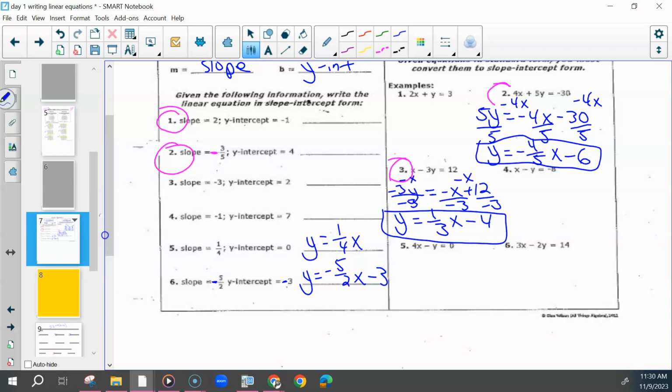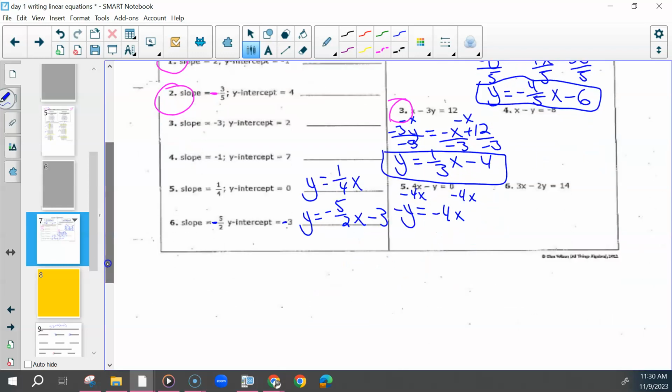Alright, Ellie, you said 5. If we were solving this one, subtract 4x. We have negative y equals negative 4x. You can put the plus 0, you don't need it. And then what are we dividing by? Negative 1. So that y equals positive 4x, or 4x plus 0. Either one.